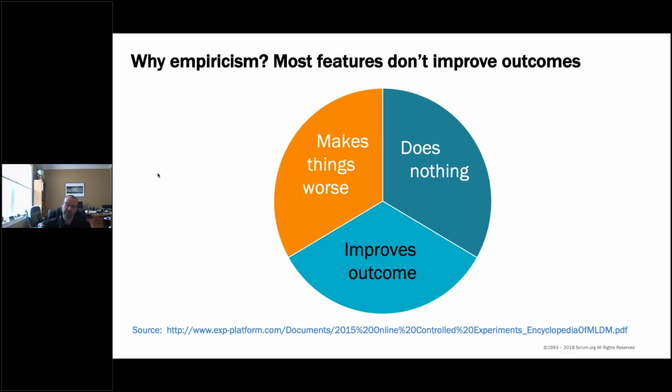We always have to work on things like removing technical debt. Technical debt makes things worse. Removing it maybe does nothing in the short term, but certainly can help improve outcomes in the longer term. But how do we look at value, not just outputs?